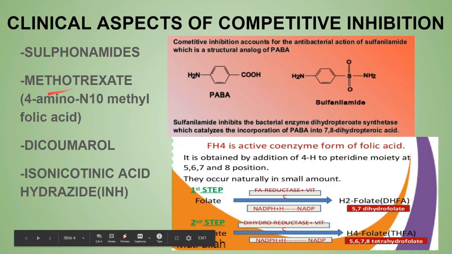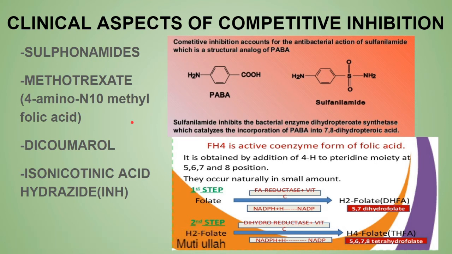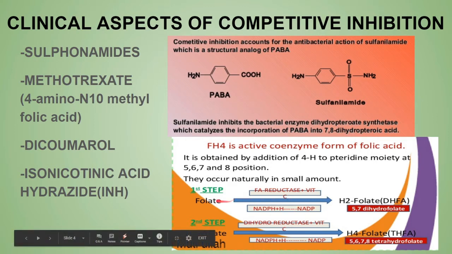And next is methotrexate, which has the structure 4-amino-N10 methyl folic acid, a structural analog of folic acid, and so it competitively inhibits the folate reductase enzyme. As you can see in this figure, folic acid is reduced by the folic acid reductase enzyme and forms DHFA. But methotrexate competitively inhibits folic acid from combining with this enzyme, so of course DHFA is not formed, and THFA is not formed.